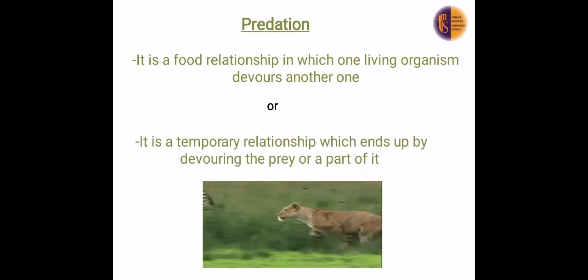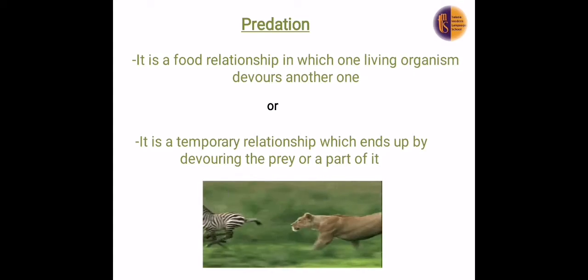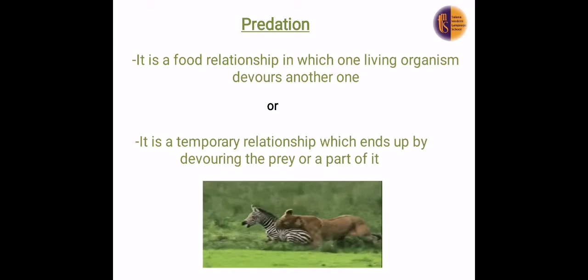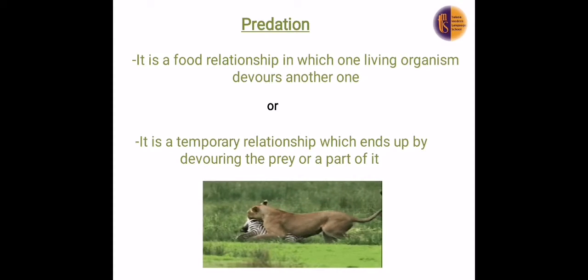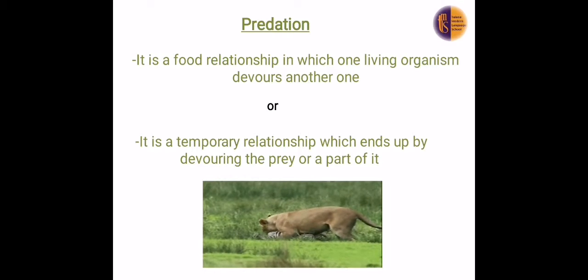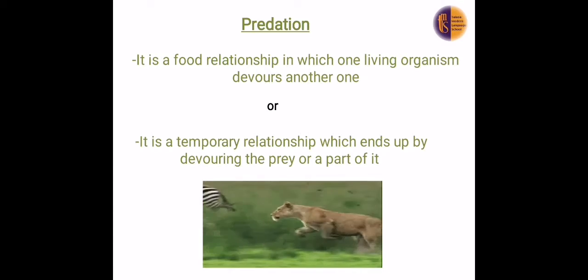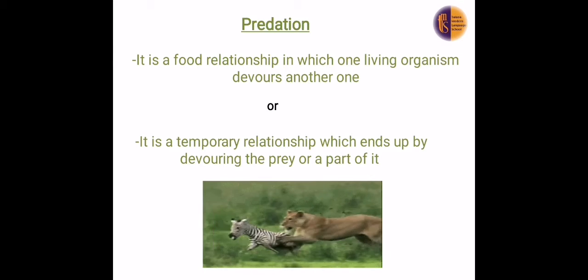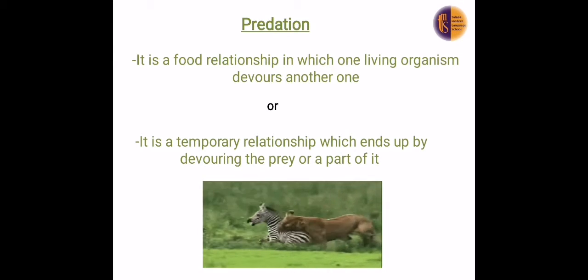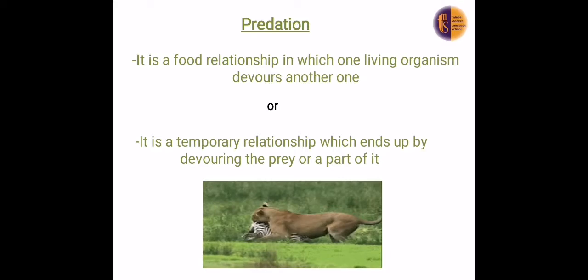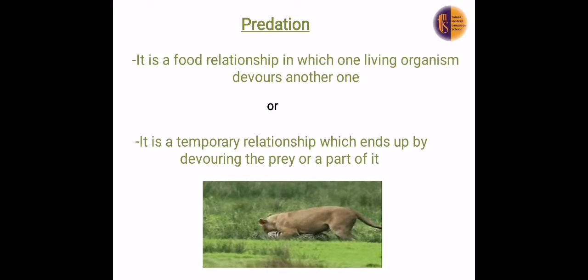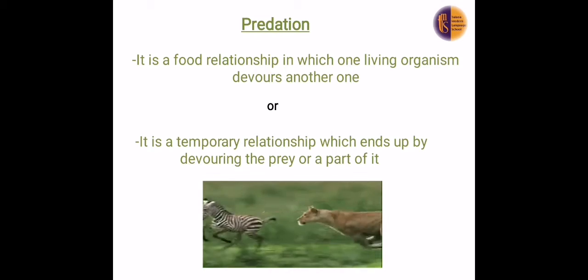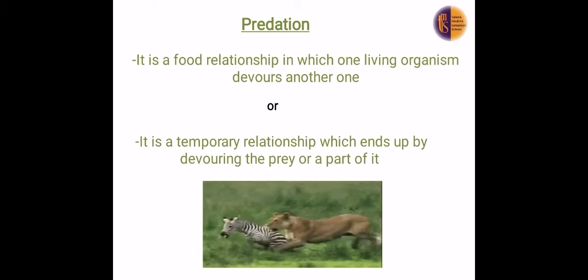So again, predation is a food relationship between two living organisms. One of them devours another one, like here, the lion devours the zebra. And it's a temporary relationship. Why is it temporary? It's not permanent because it ends up by devouring the prey or a part of it.